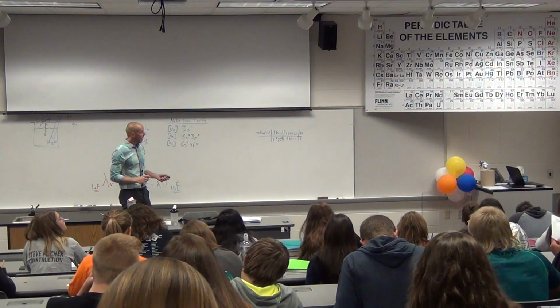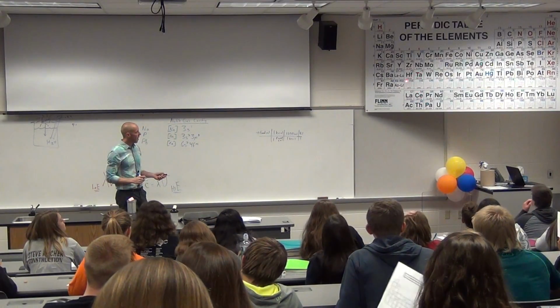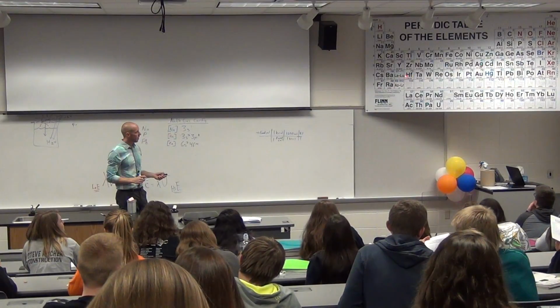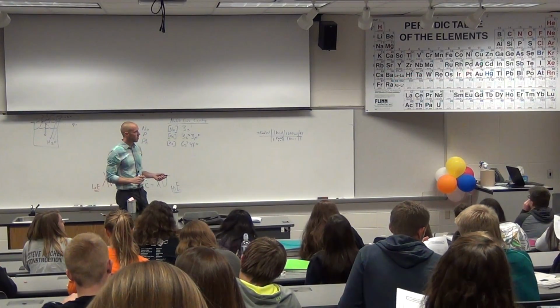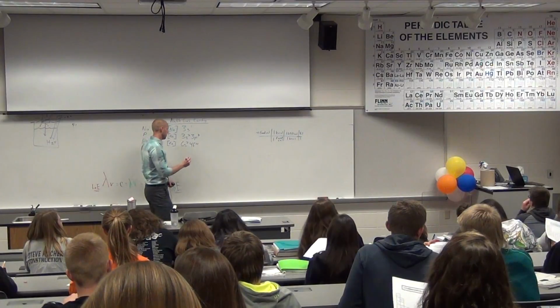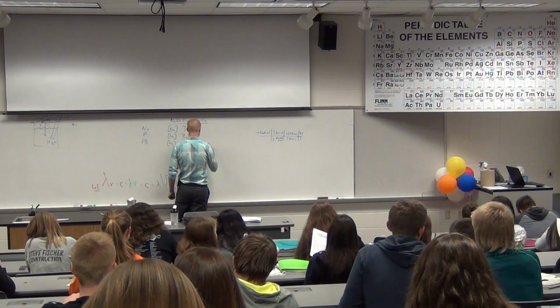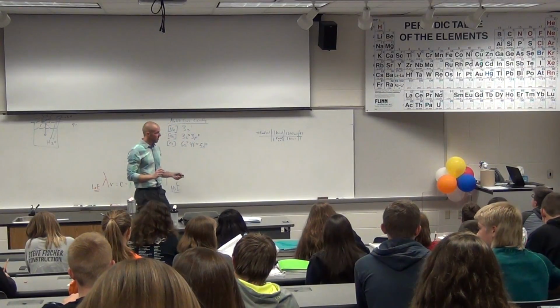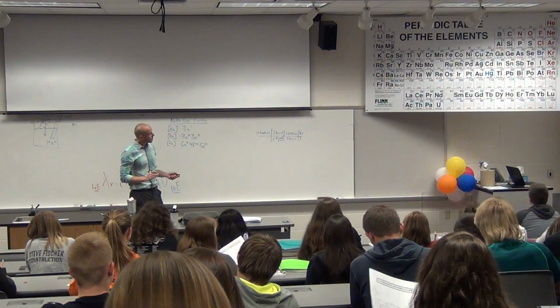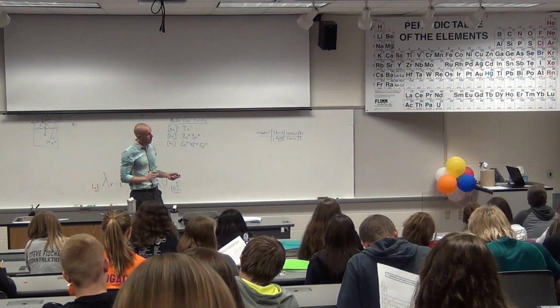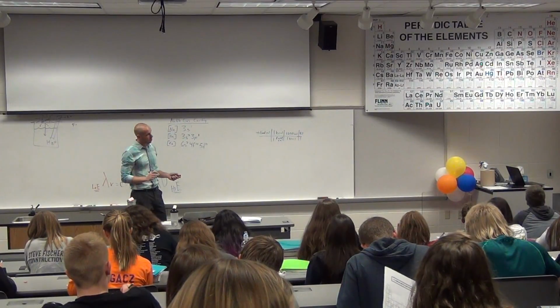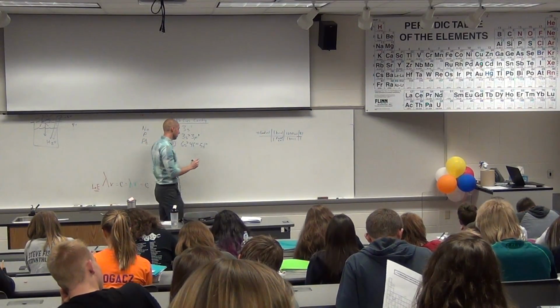After 4f14, we come back up. We have 5d10, right? 1, 2, 3, 4. There's 10 of them here. So 5d10. Now we're back to the 6 energy level, and we have 6p, and there's 1, 2. 6p2.